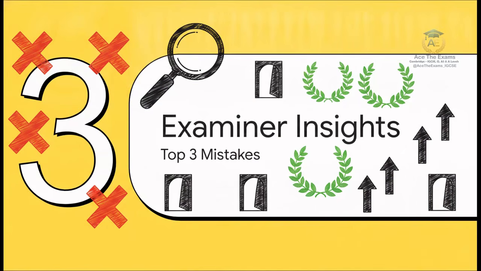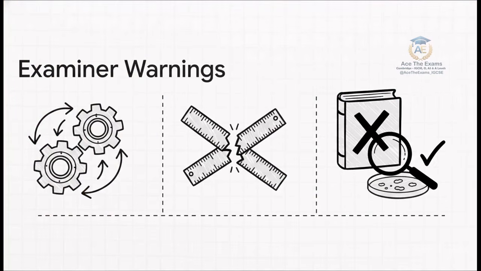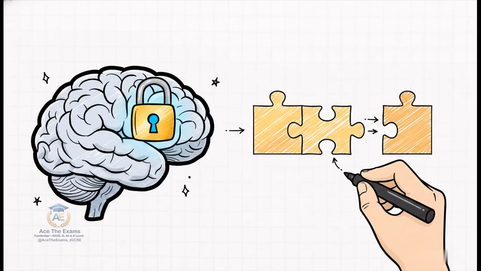Let's look at the top 3 examiner warnings. We need to expose exactly where students are dropping marks. If you can avoid these 3 traps, you are automatically elevating your answers into the top bands. Trap number 1, confusing cause and effect within the electron flow, like mixing up which photosystem actually relies on photolysis. Trap number 2, neglecting proper units in data interpretation or just using sloppy terminology. And trap number 3, providing generic textbook definitions instead of applying your knowledge specifically to the experimental context provided in the question.